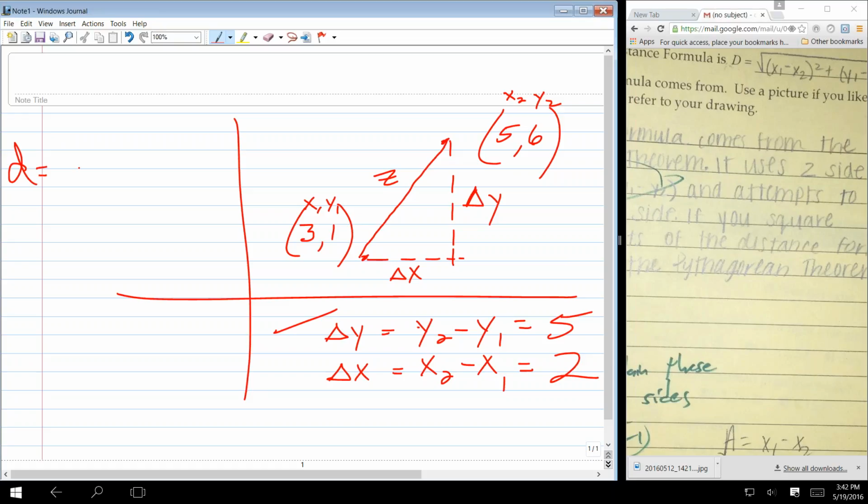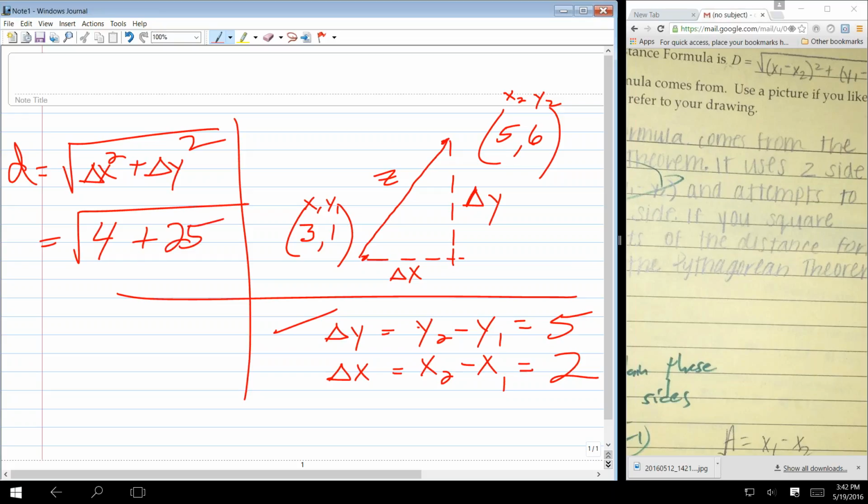Why? Because my distance formula is the square root of delta x squared plus delta y squared. So in this case, delta x squared is 4, delta y squared is 25. My square root would be the square root of 29. That would be the distance between this point and this point. And you'll notice that that is the exact formula for the hypotenuse of a right triangle. And this is always a right triangle if I've dropped a dotted line vertically.